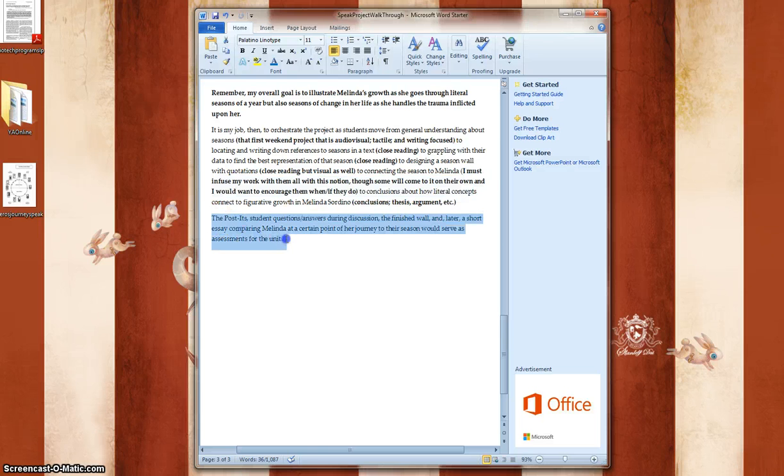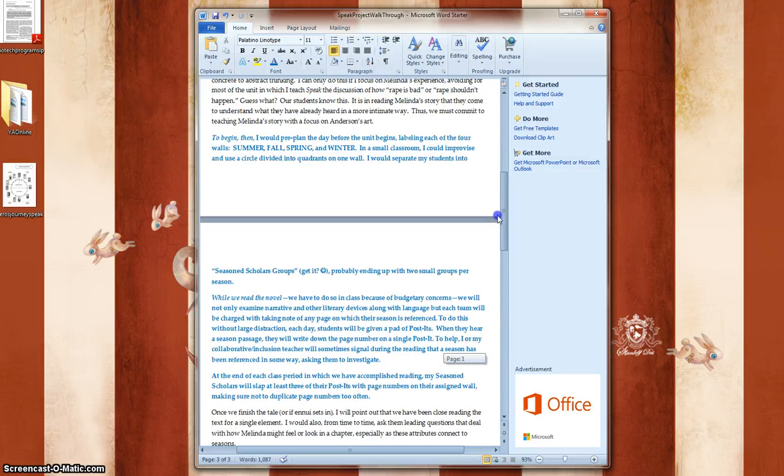Here's what I would turn in, folks, or what I would expect students to turn in. Post-its, student questions, finished wall, and later I could even look ahead to a short essay comparing Melinda at a certain point of her journey to their assigned season, right? So there's lots of places where I can do some individual grading, some group grading, the finished wall, and then the essay, which would be individual as well.